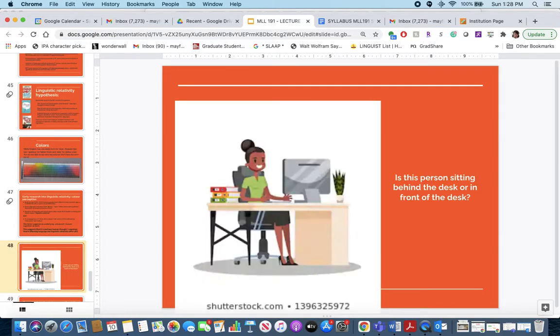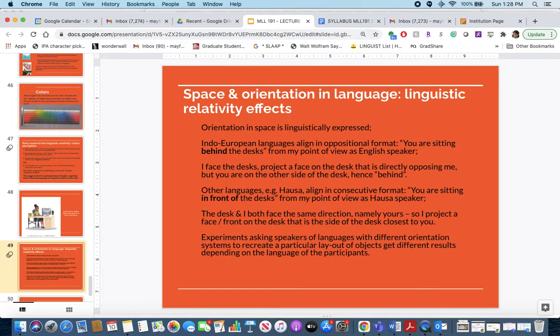Here's another example. Is this person sitting behind a desk or in front of the desk? A lot of English speakers would say this person is sitting behind the desk, right? But in other languages, such as Hausa, they say you are sitting in front of the desk, right? So the desk and you face the same direction, so you project the face or the front of the desk as closest to you.